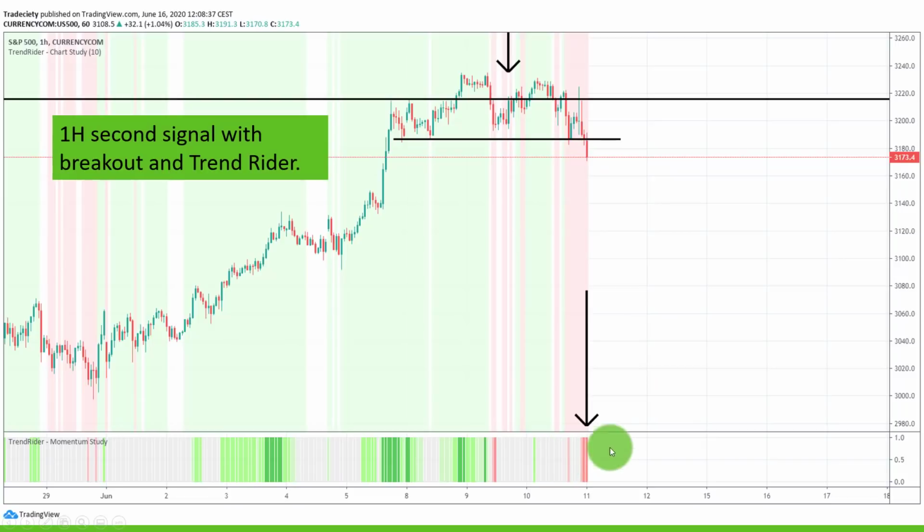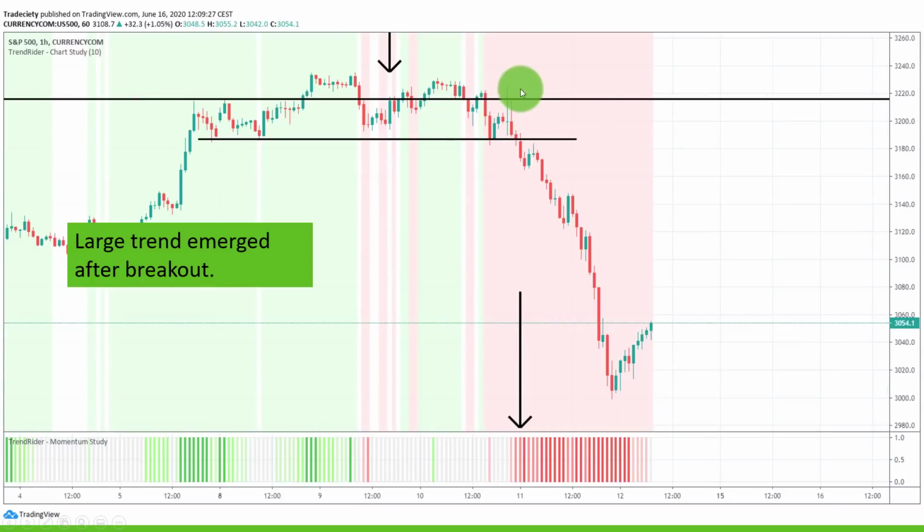And now the idea is again the same. The trend rider helps us stay in winning trades with confidence as long as the histogram and the background color are agreeing. And you can see this is what happened afterwards. We had another small retest, and then the trend rider, it didn't even budge at all. It really nicely helped you stay in, or may have helped you stay in, this huge bearish trend that happened over probably almost 200 points.